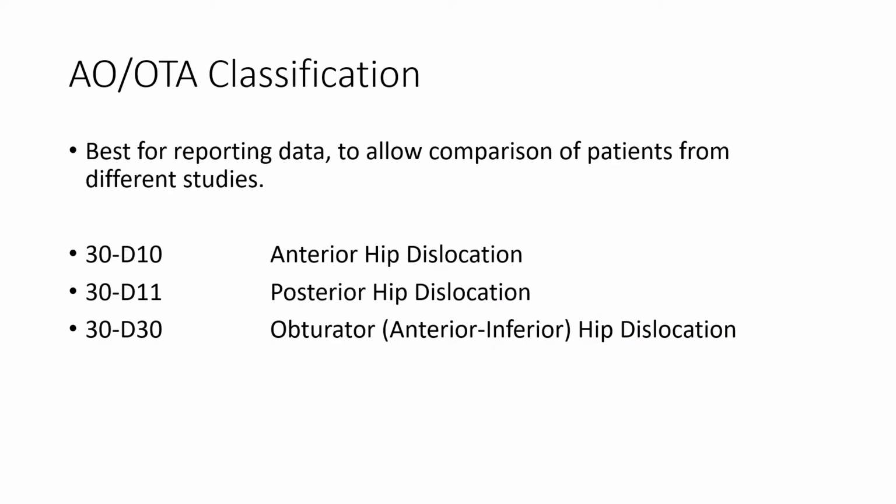There is one more classification known as the AO or OTA classification. It's a very standard classification, but it is mostly used to allow for comparison of patients from different studies and for reporting of data. There are three types according to it: 30D10, that is anterior hip dislocation, 30D11, posterior hip dislocation, and 30D30, that is obturator hip dislocation. It has more significance for recording of the data.